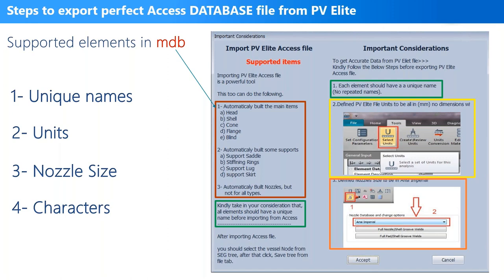That's the first point. The second point: before exporting your model, you should convert all units, all length dimensions, to millimeter units, no inches. You should export it in millimeters. After that, you can change it again to your units, but before exporting, you should make it in millimeters.